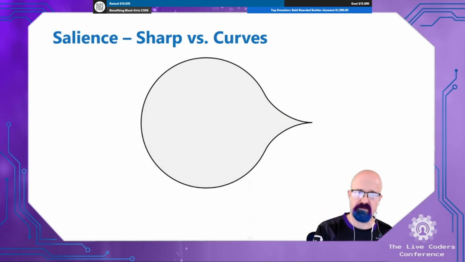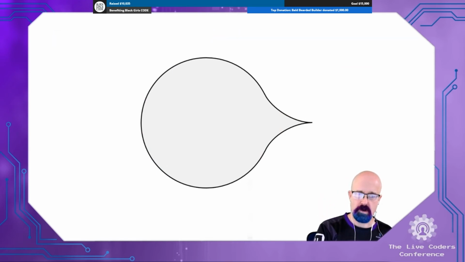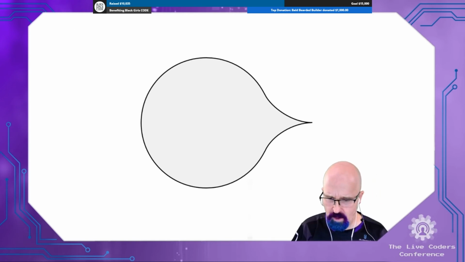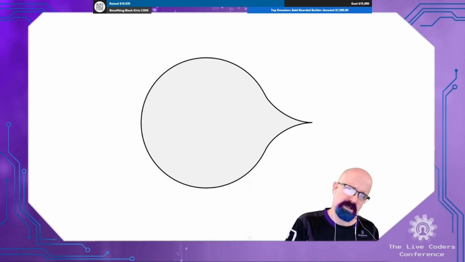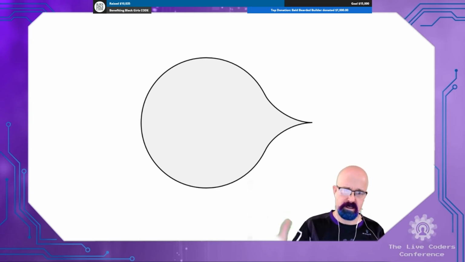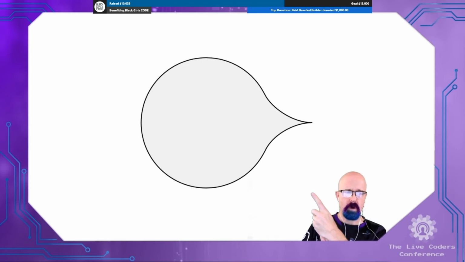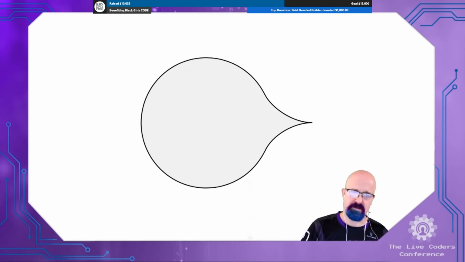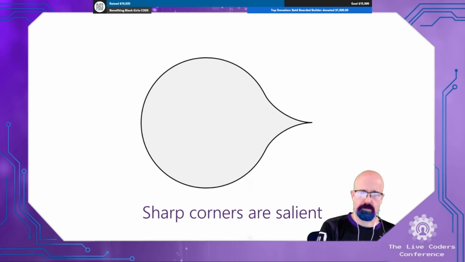Salience, sharp versus curves. So salience is this concept of what is attractive to the eye, what does the eye consider important? Where does the eye go to look in a field? So the question here is, what is most salient about this shape? Is it that part? Is it these curves inside? Or is it that end right there? And if you're like most people, you'll say that part right there. The sharp corner is the salient part.